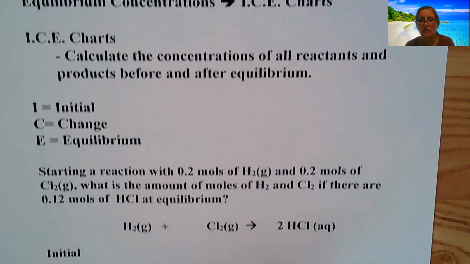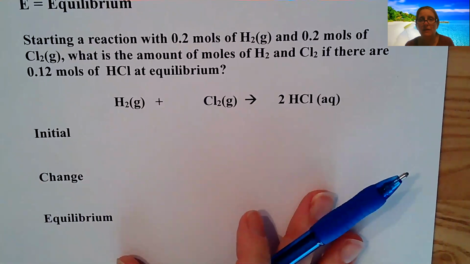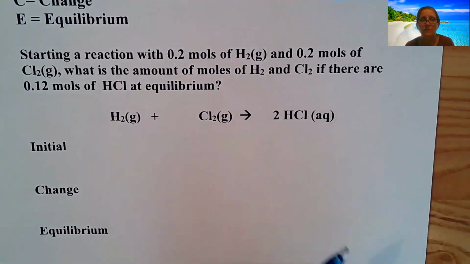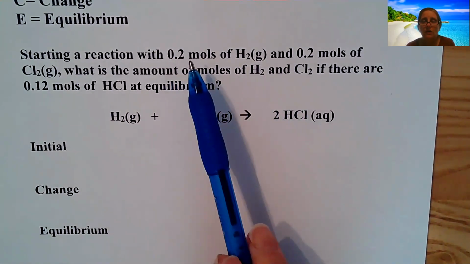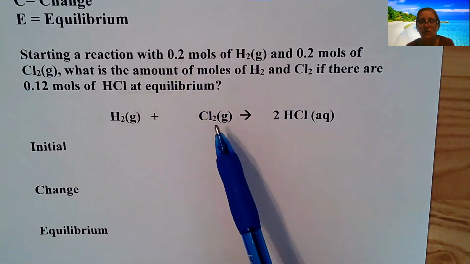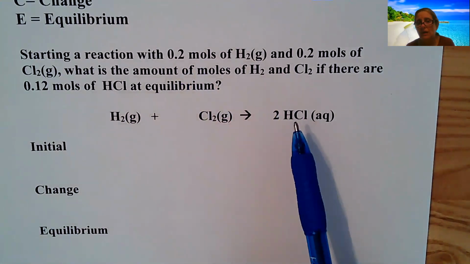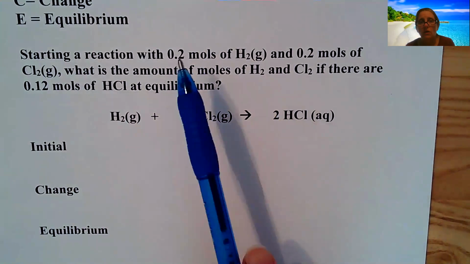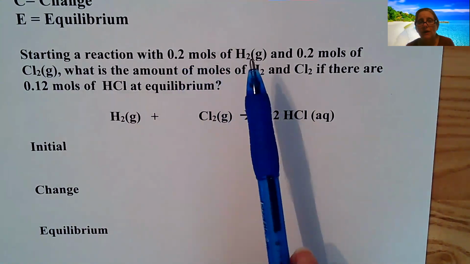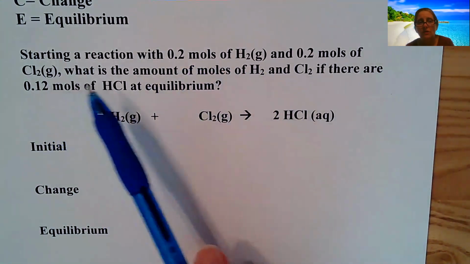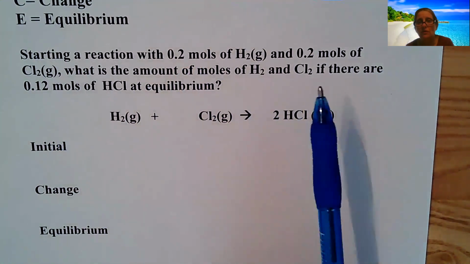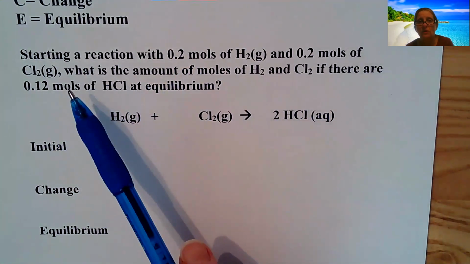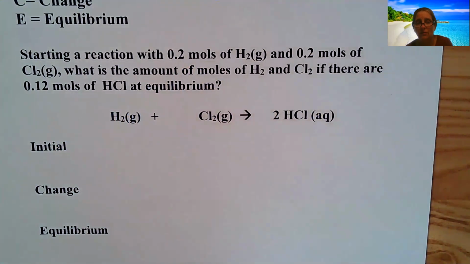Okay, so we're going to do a couple example problems. Really, it makes more sense once you see the problems. So I'm starting with a reaction of hydrogen plus chlorine gas produces hydrochloric acid. So I'm taking 0.2 moles of hydrogen, 0.2 moles of Cl2. What is the amount of moles of H2 and Cl2 if there are 0.12 moles of HCl at equilibrium?